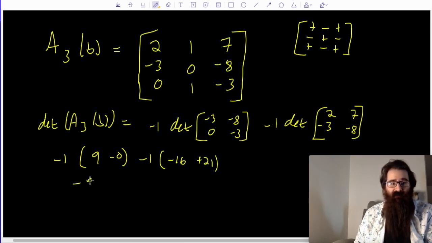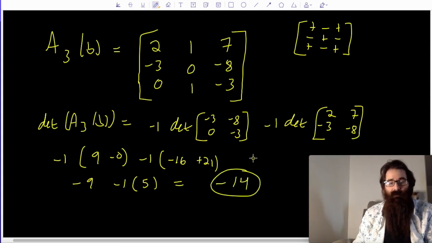So here I have negative 9, and then minus 1 times here. 21 minus 16 is going to give me 5. So negative 9 and then minus 5 is really what this is, gives me negative 14. Just go ahead and circle it.